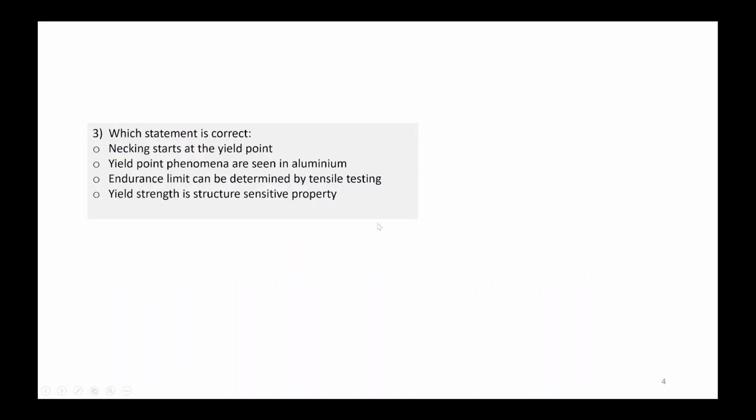Now the third question. Four statements are given, and only one is correct. First statement: necking starts at the yield point. Second: yield point phenomena are seen in aluminium. Third: endurance limit can be determined by tensile testing. Fourth: yield strength is a structure sensitive property. The answer is that yield strength is a structure sensitive property.